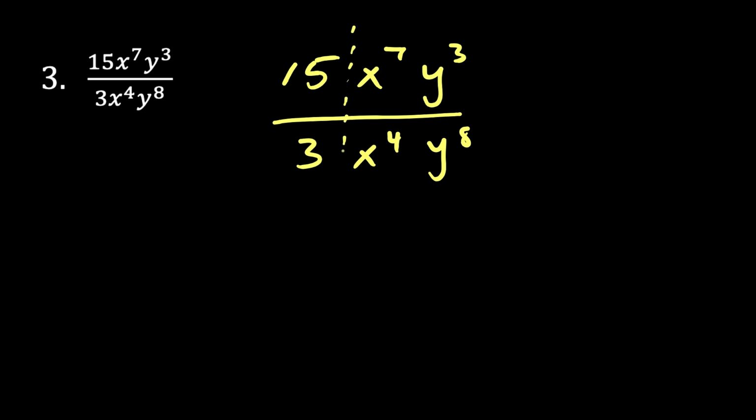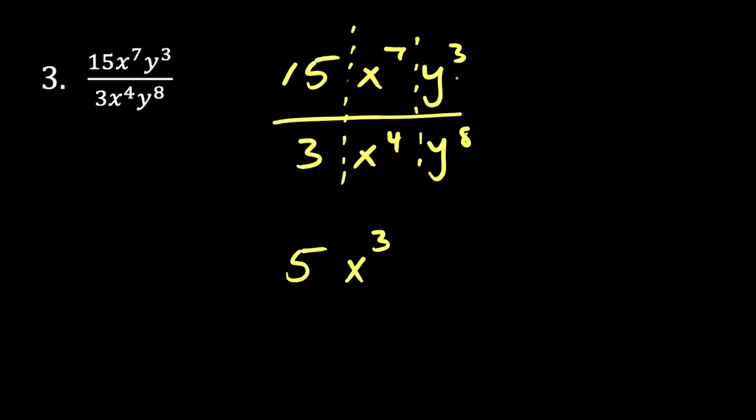I like to look at it like this. We have 15 over 3. Notice there's no exponents, so we're literally doing 15 divided by 3. So we can write 5. With the x terms, we have x to the 7th divided by x to the 4th, so we have like bases. And remember, with division, we're going to subtract. So 7 minus 4, we're left with 5x to the 3rd.